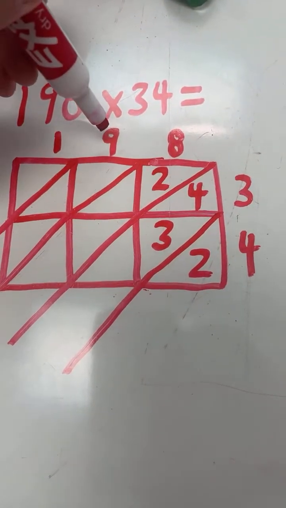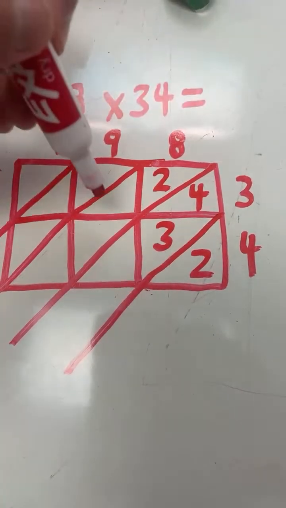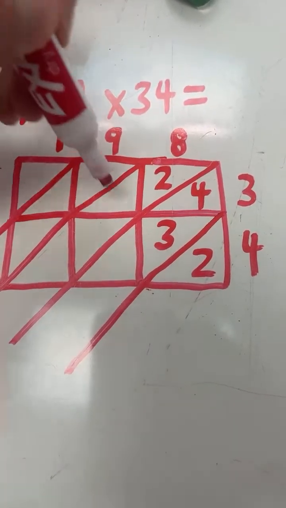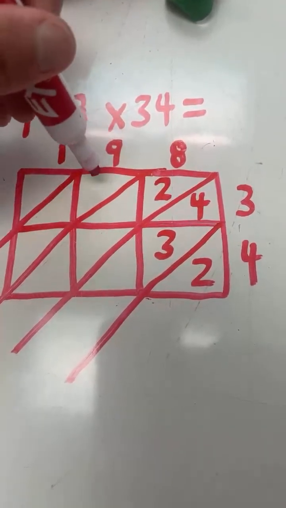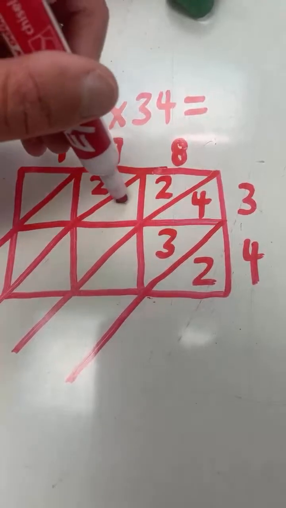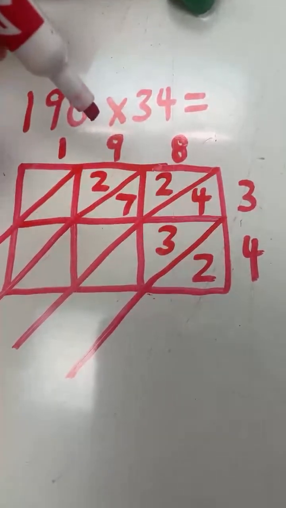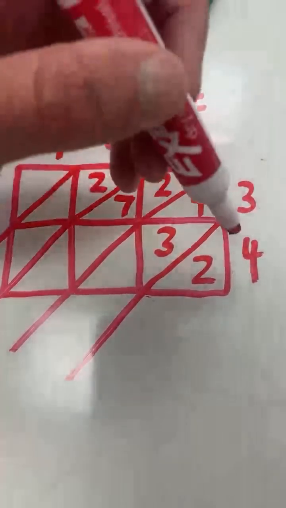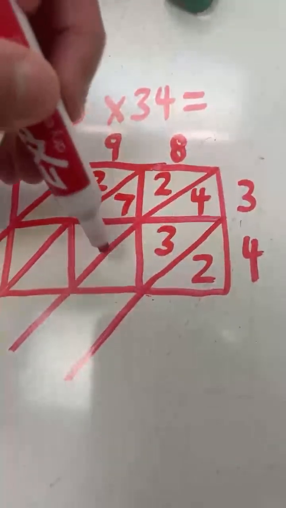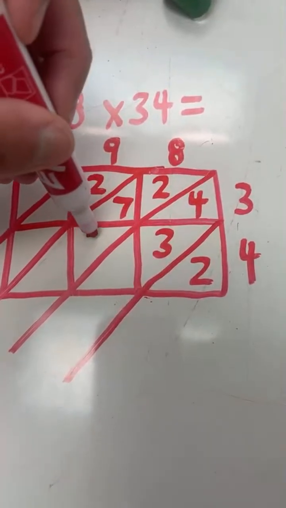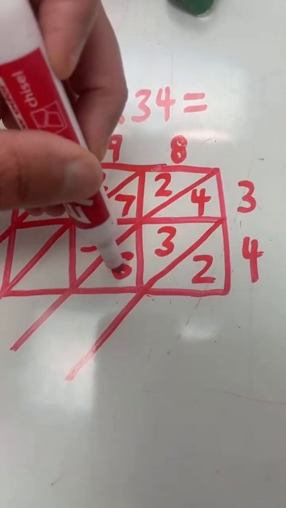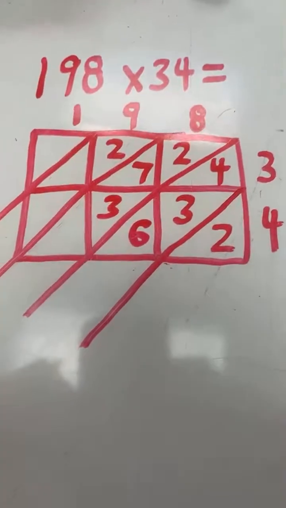Next, we're going to multiply 9 times 3. The answer to 9 times 3 is going to go in this square here. 9 times 3 equals 27. 2 in the top triangle, 7 in the bottom triangle. Next, we're multiplying 9 times 4. The answer to 9 times 4 is going to go in the bottom square right here. 9 times 4 equals 36. 3 in the top triangle, 6 in the bottom triangle.